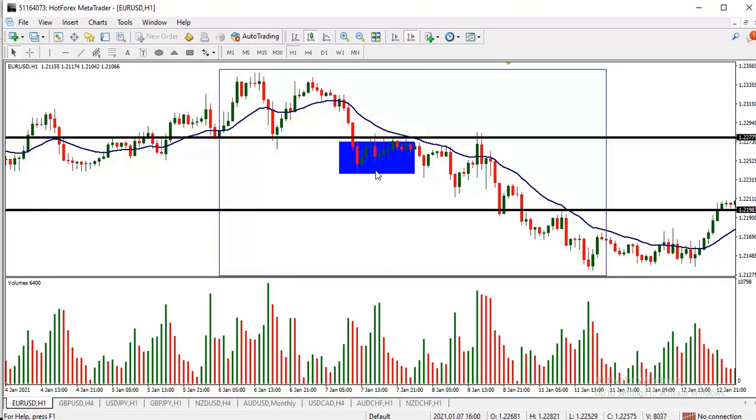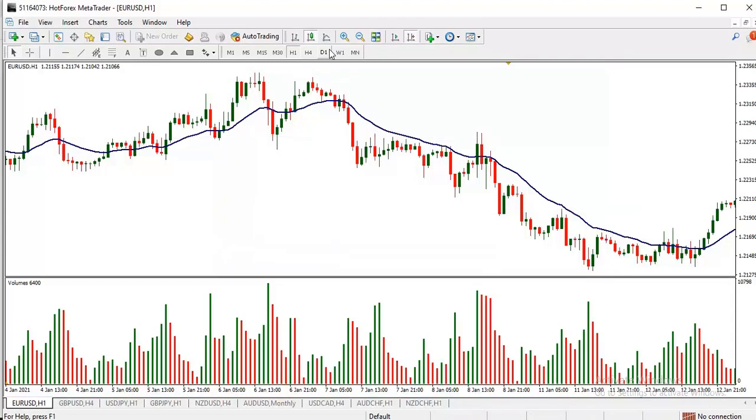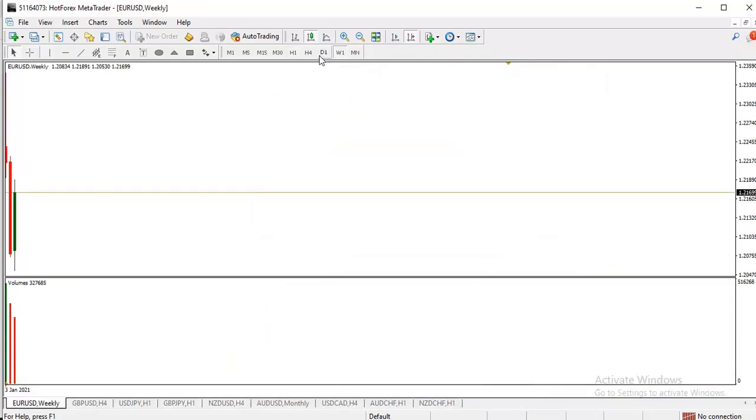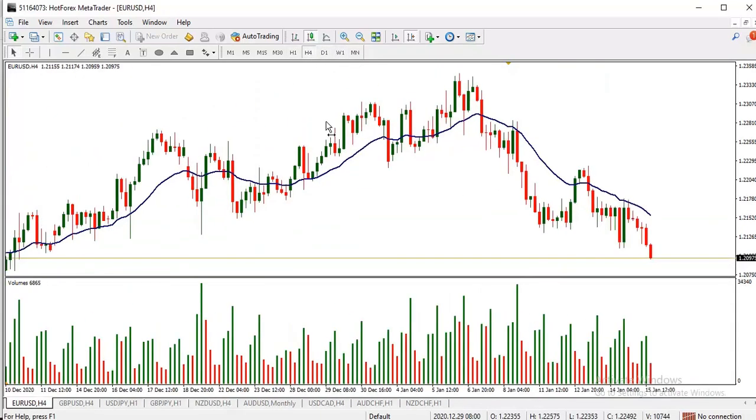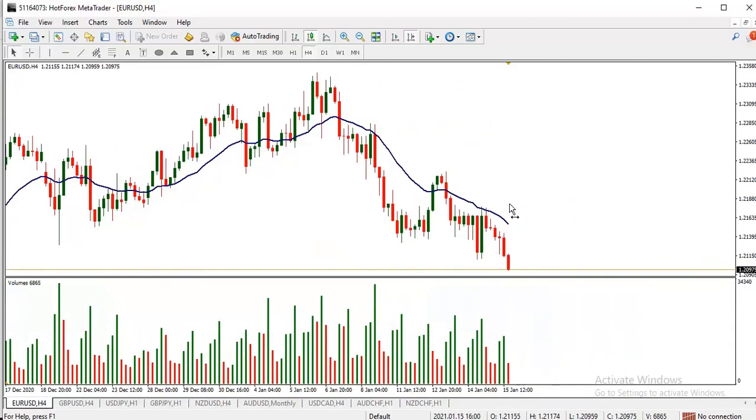Well, before we take that, let's use another example. We've made use of the daily and the 1 hour. Now let's make use of the weekly and the 4 hours, and you see for yourself that they repeat the same thing over and over again. Now let us take for instance the bullish market. Why did the market retrace around this level?